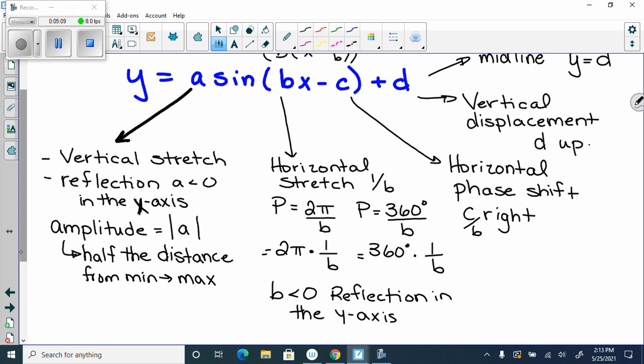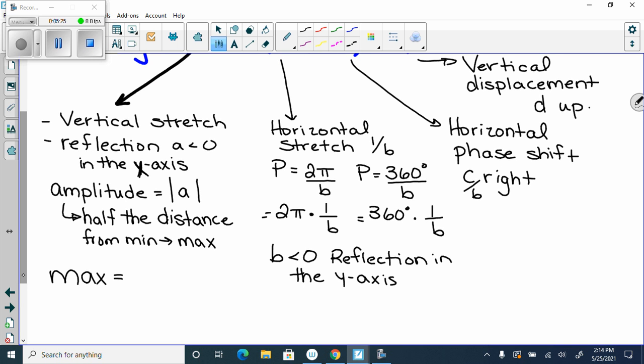And then remember, off of an equation, how do you get the maximum? Not the calculator, off an equation, because sometimes I have variables and not actual numbers in it. You take your D, your midline, plus your amplitude. So it's going to be D plus the absolute value of A, or we could say D plus amplitude.